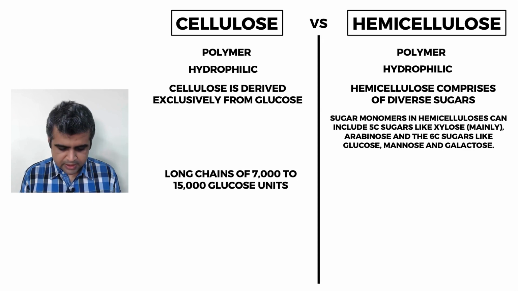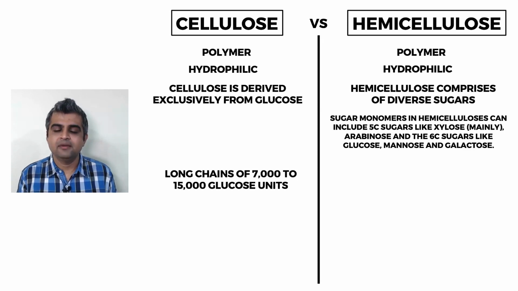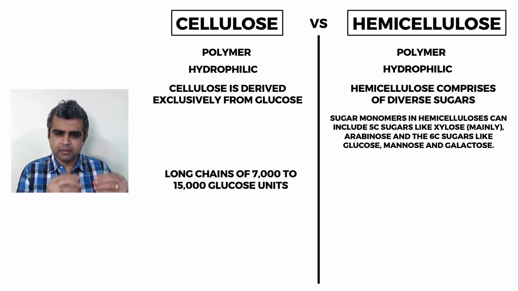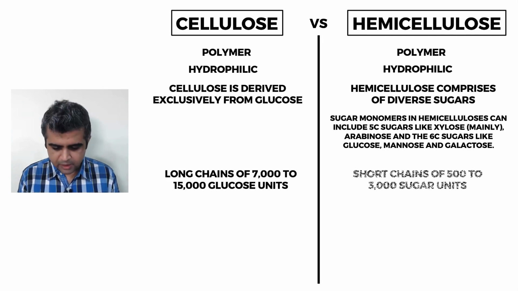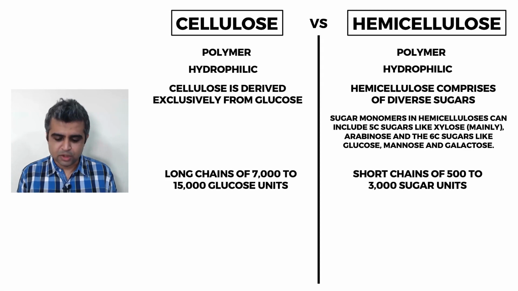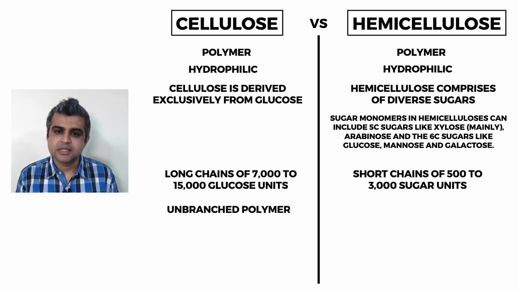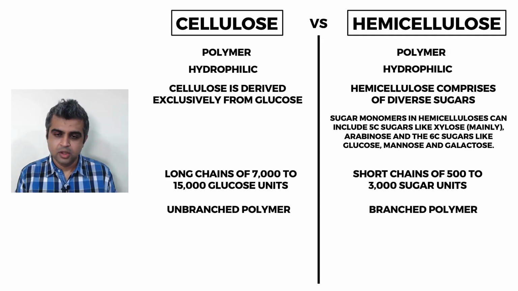Also, cellulose is a very long chain polymer. So many glucose molecules will come together and form the polymer of cellulose. Almost 7,000 to 15,000 glucose units can come together. In the case of hemicellulose, it is shorter, with chains ranging from 500 to 3,000 sugar units. At the same time, cellulose is unbranched. It does not show any branches. But hemicellulose, depending on which type it is, will show branching. So hemicellulose is a branched polymer, cellulose is an unbranched polymer.